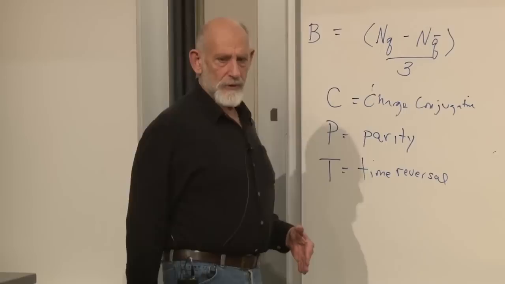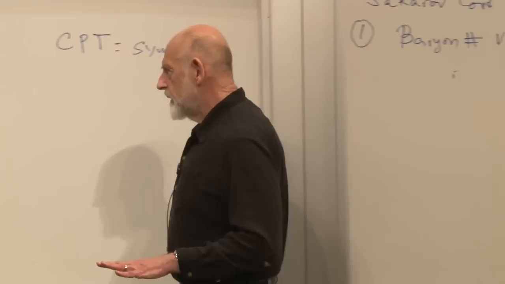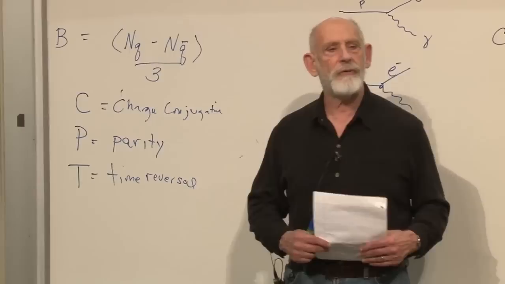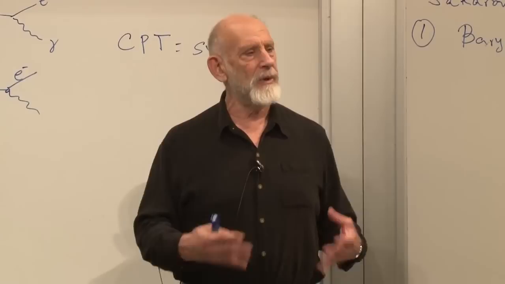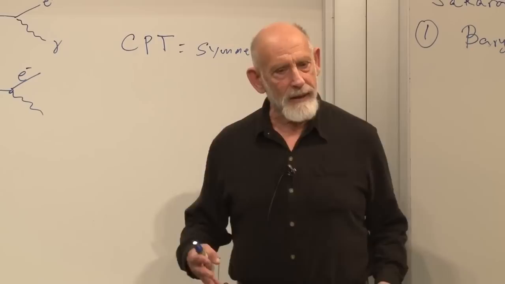The idea that particles and antiparticles are symmetric in the laws of physics, and that charge conjugation times parity, or charge conjugation together with anything else, any symmetry that involved interchanging particles and antiparticles, if you had that symmetry, you would have a very hard time explaining it.